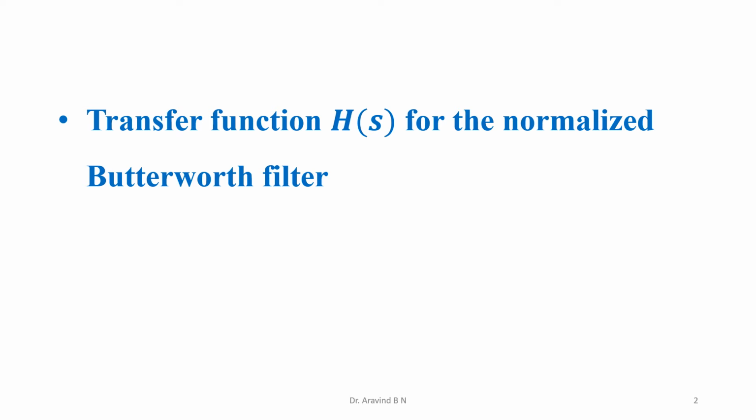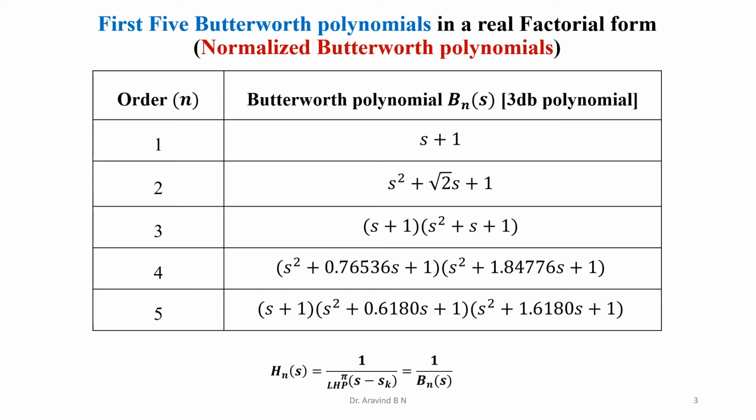In this lecture, we are going to find the transfer function H(s) for the normalized Butterworth filter. In the previous lecture, we had gone through the table indicating the normalized Butterworth filter polynomials, and in this lecture, we are going to calculate how we can obtain these polynomials through a proper calculation procedure.